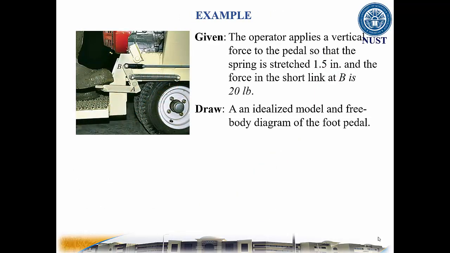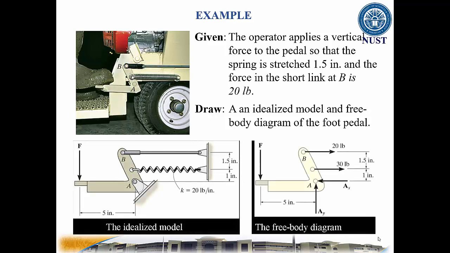Consider this example in which the operator applies a vertical force to the pedal so that the spring is stretched 1.5 inches and the force in the short link at B is 20 pounds. An idealized model and free body diagram of the foot pedal are shown here.